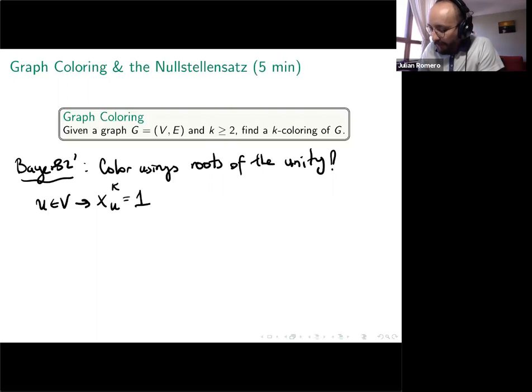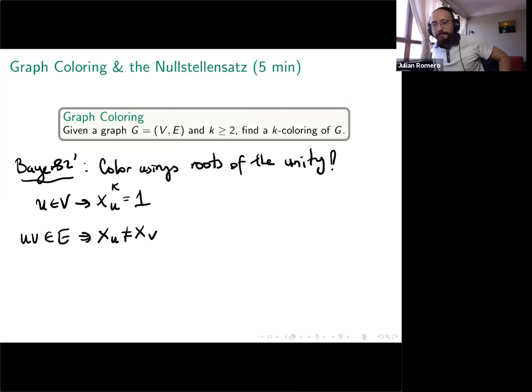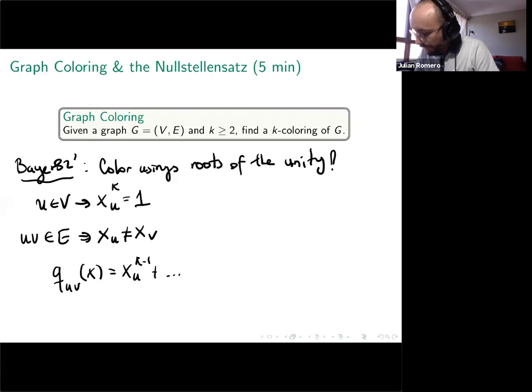Now the next part: if I have an edge, then I want to verify that xu is different from xv. I want to find a polynomial that encodes this information in some way. How can we do that? The good thing is the following. I claim that if I use the following polynomial, given by xu to the k minus 1 plus xu to the k minus 2 xv plus, up to xv to the k minus 1.